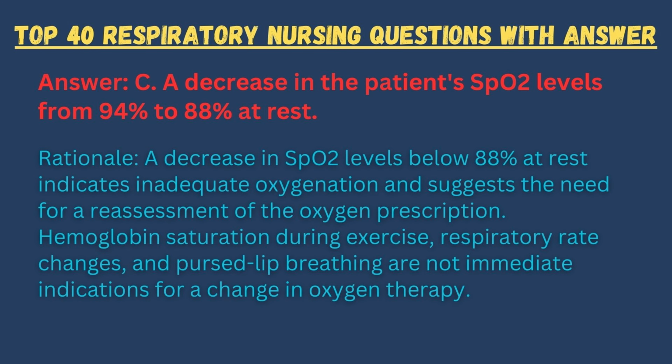Answer. C. A decrease in the patient's SpO2 levels from 94% to 88% at rest. Rationale. A decrease in SpO2 levels below 88% at rest indicates inadequate oxygenation and suggests the need for a reassessment of the oxygen prescription. Hemoglobin saturation during exercise, respiratory rate changes, and pursed lip breathing are not immediate indications for a change in oxygen therapy.